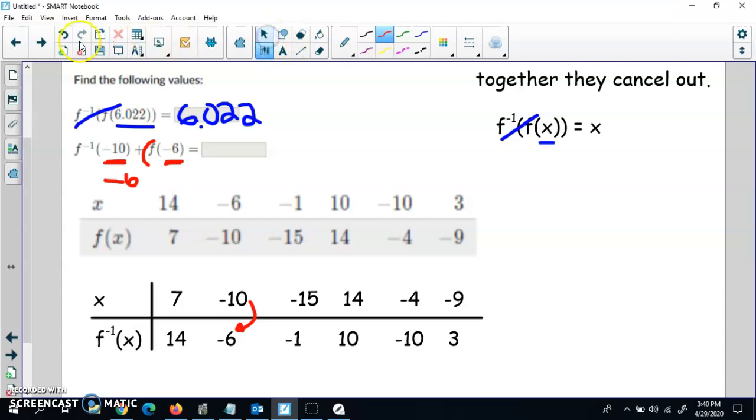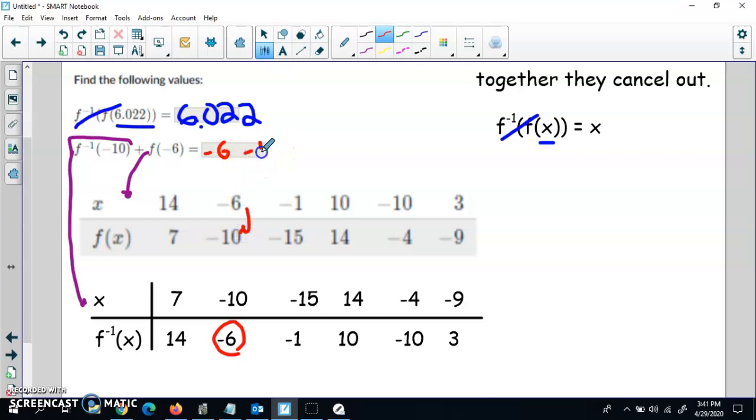So let's color code this. Okay. So this is our inverse, right? For this, we're going to be using what's down here. And this is our regular one, so we're going to be using this one right here. You see that? So f inverse of -10, we're looking at where we switched it around, and we see the value that lines up, so -6. And then this is just regular old f. At regular old f, -6 goes with -10. And we're adding those new numbers. So -6 and -10 is going to give us -16.